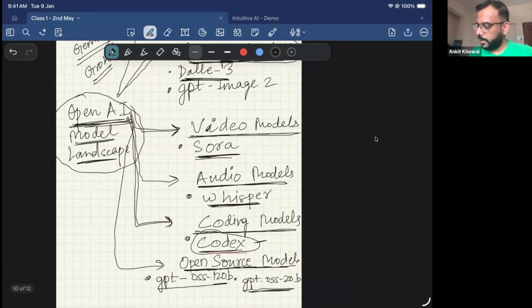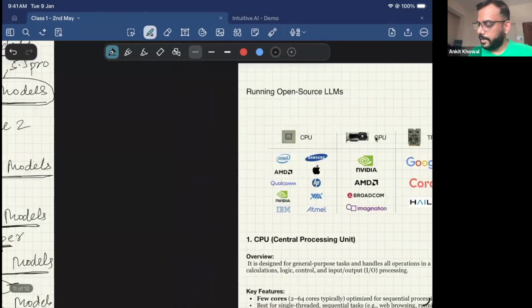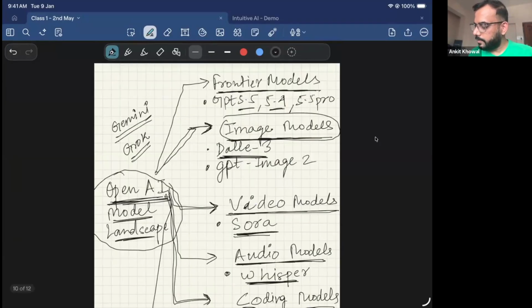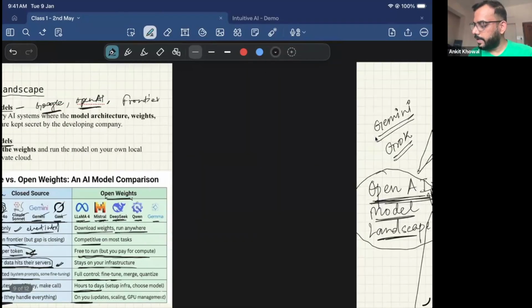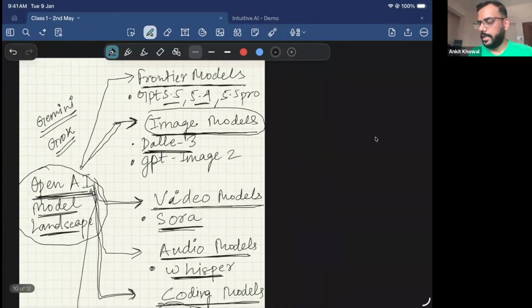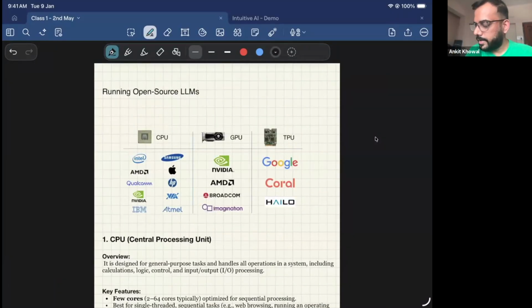Cool. I'll go to the next concept then. Okay, now we learned about open source models and closed source models. We can use them via chat interfaces, or via APIs which these companies themselves provide.